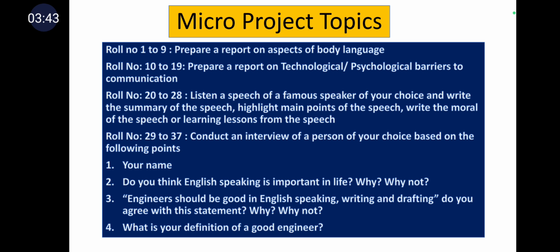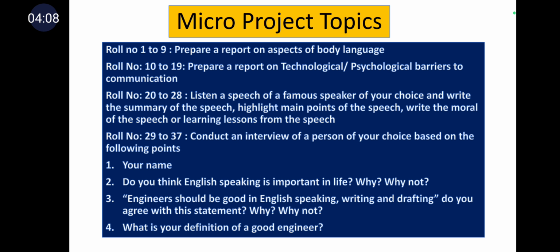Remember this, roll number 20 to 28. Every individual should take, every student should take one speech. The speech should not be less than 30 minutes. It should be more than 30 minutes. So you listen, summarize the speech, highlight the main points which the speaker is talking on, write the moral of the speech, what you learned out of it.